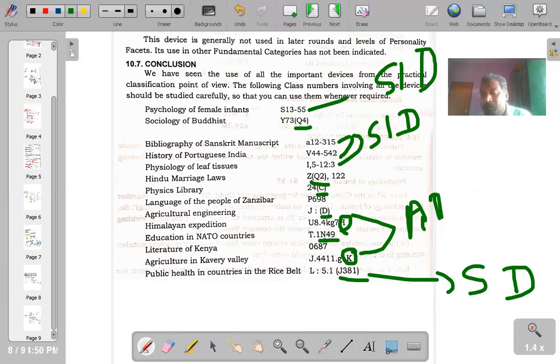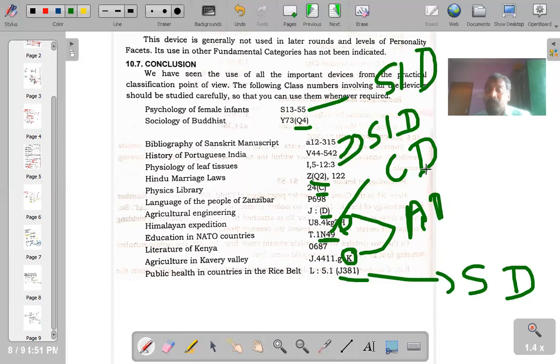N49. What is it? N49. What is N49? N49 is a time isolate. This is a chronological device. N49 means the organization called NATO, North Atlantic Treaty Organization. I think that organization was established in 1949. So using time isolates, we have built a number for this. So this is a chronological device.